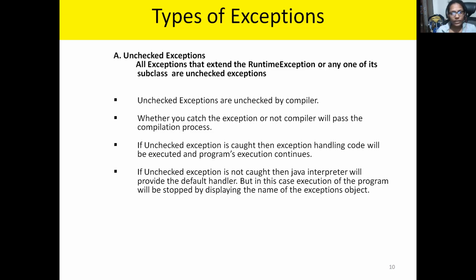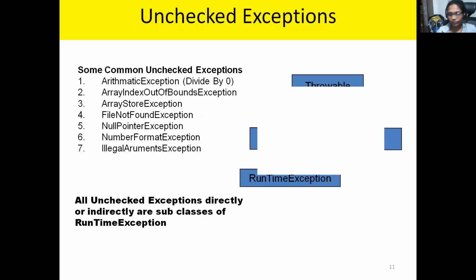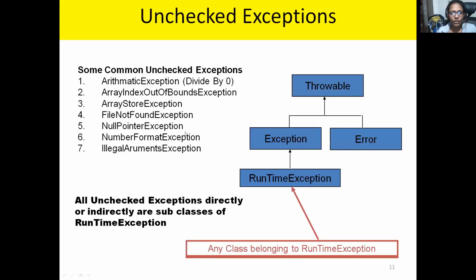So unchecked exceptions are nothing but all the subclasses of runtime exceptions, and these are not checked by the compiler. So compilation will be done automatically. Only at the time of execution, it will show what type of exception you are getting. So if we see here, these are some unchecked exceptions: arithmetic, array index out of bounds, array store, file not found, null pointer, number format, illegal argument. These are all different types of exception.